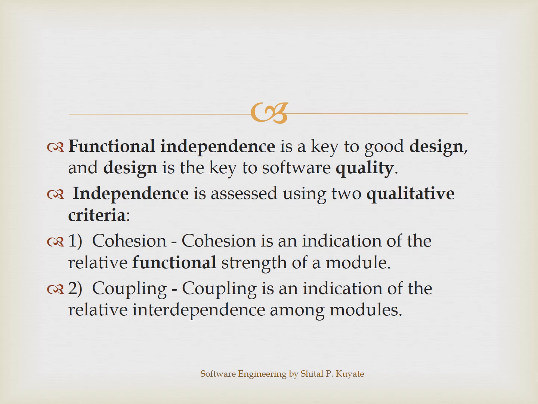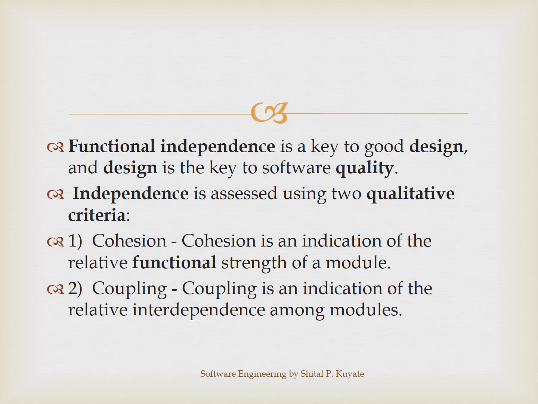Independence is assessed using two qualitative criteria. The first one is cohesion. Cohesion is an indication of the relative functional strength of a module. A cohesive module performs a single task, requiring little interaction with other components in other parts of the program. So cohesion is an indication of the relative functional strengths of a module.